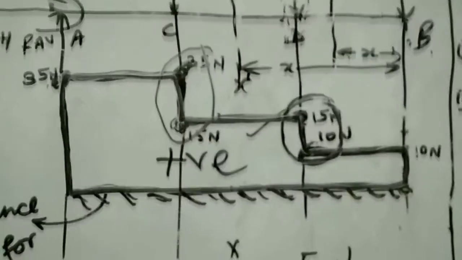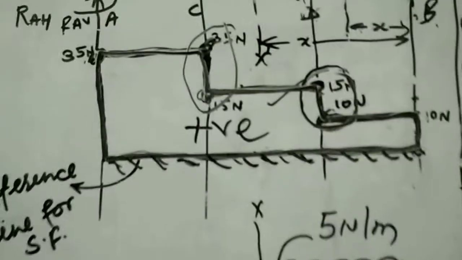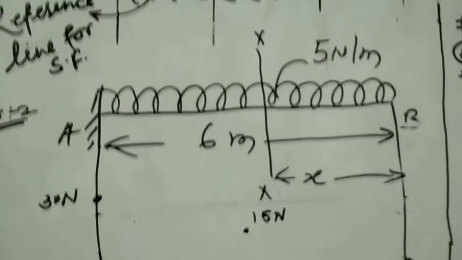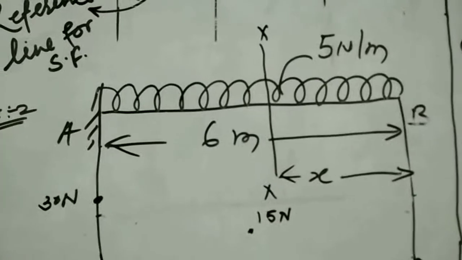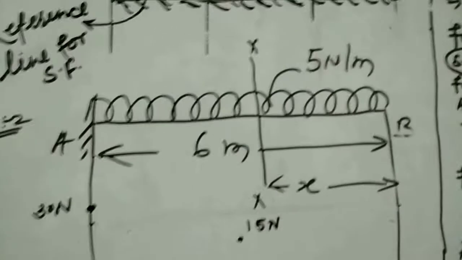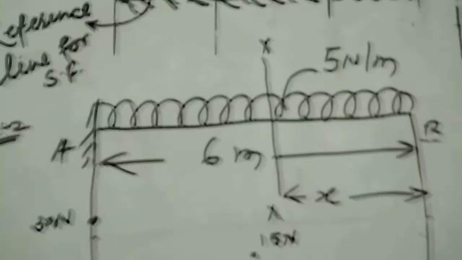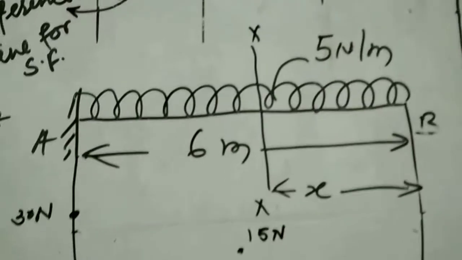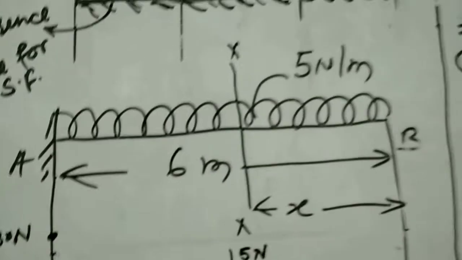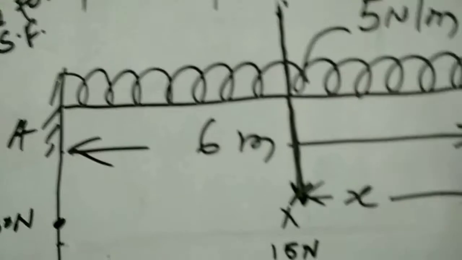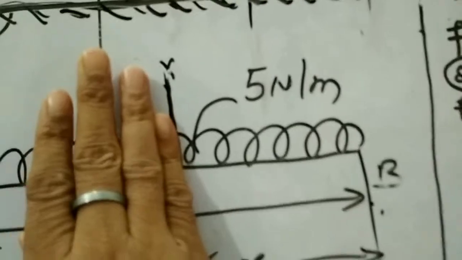Now we'll consider one more example to understand the method of drawing a shear force diagram. We'll consider a cantilever beam having a uniformly distributed load of intensity 5 Newton per meter. The load is distributed across the length of the beam. The length of the beam is 6 meter. This beam has one section, BA, so we will apply the section method. We consider a section line XX at a distance of x from B. Now consider this part, right?